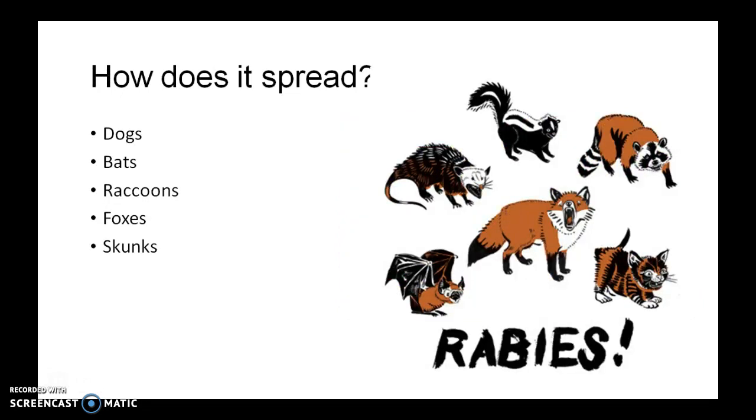So how exactly does rabies spread to other organisms? The infection can be spread by dogs, bats, raccoons, foxes, skunks, and those are just in our area. In different parts of the world, it can be spread by their popular animals.